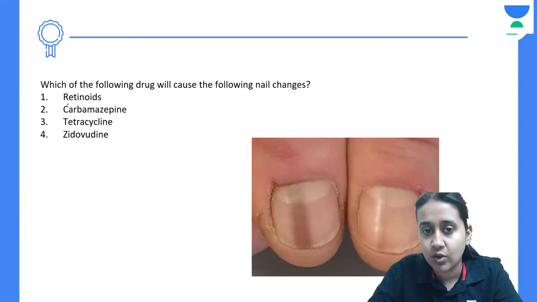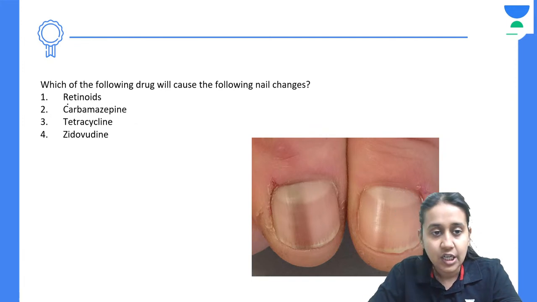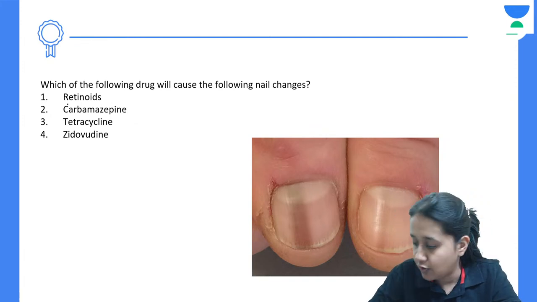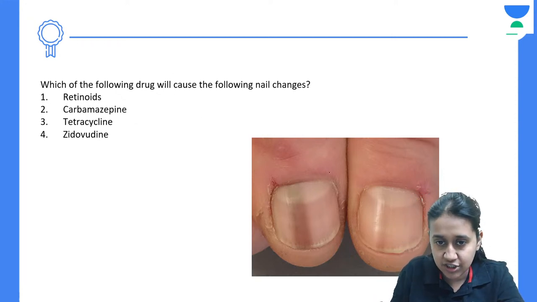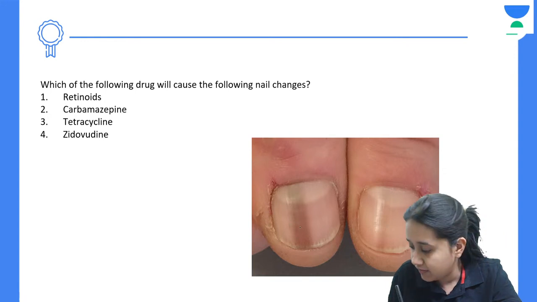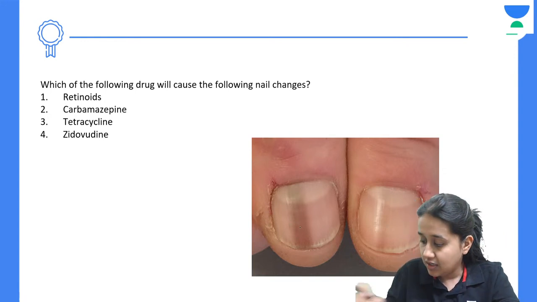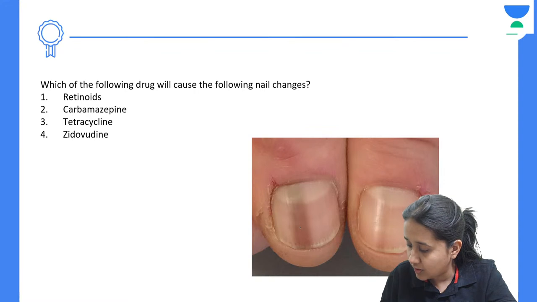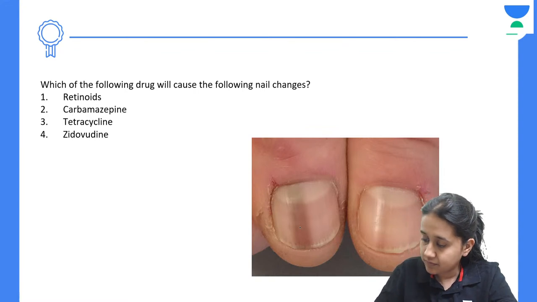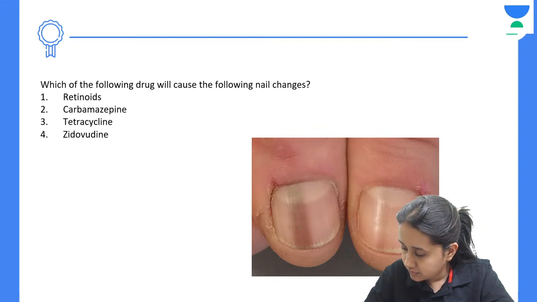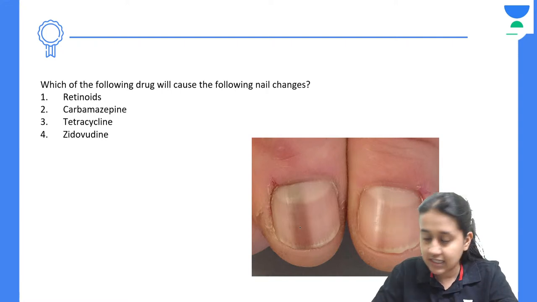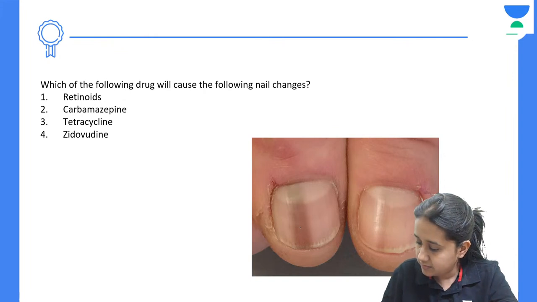Which of the following drug will cause the following nail changes? You can see that there is a blackish hue on the nail plate, which is known as melanonychia. What is the correct answer of this question? Anyone?